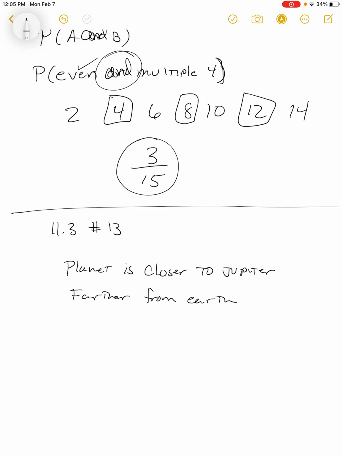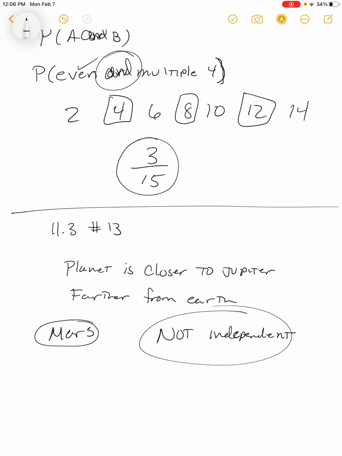Our book says not independent. So they're independent if they can't happen at the same time, but there is a planet. The planet Mars is closer to the sun than Jupiter and farther from the sun than Earth. It fits right in between those. And so because it belongs to both categories, both farther from Earth and closer to Jupiter, the right answer is not independent, because there's a planet, Mars, that is both closer to Jupiter and farther from Earth.